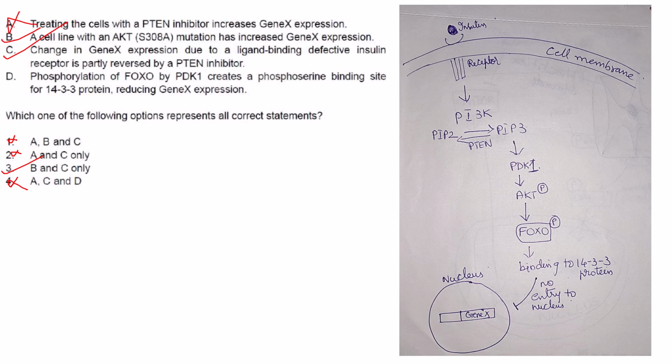The next one, phosphorylation of FOXO by PDK1. Okay, PDK1 doesn't phosphorylate FOXO. It is AKT that is phosphorylating FOXO. So that makes D itself wrong. So the answer here is B and C only.